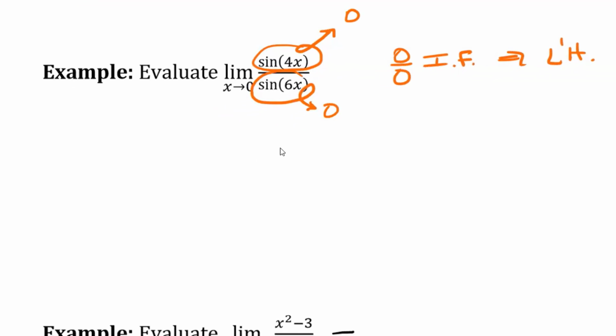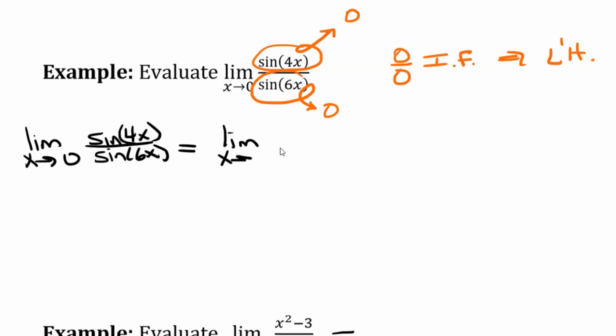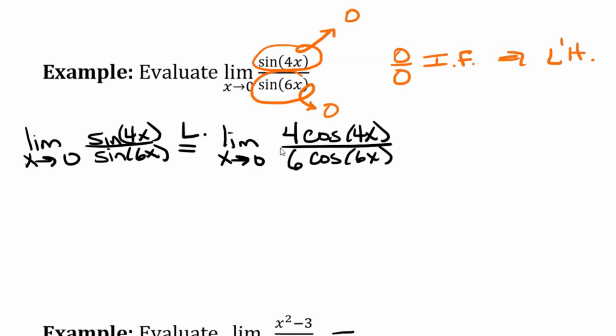So I'm going to say the limit as x goes to 0 of sin(4x) over sin(6x) is equal to the limit as x goes to 0 of, what's the derivative of sin(4x)? Is it 4 cos(4x)? Good, 4 cos(4x). All right. And then this one's going to be 6 cos(6x). Oops, I forgot to put my L. Make sure you put your L there.